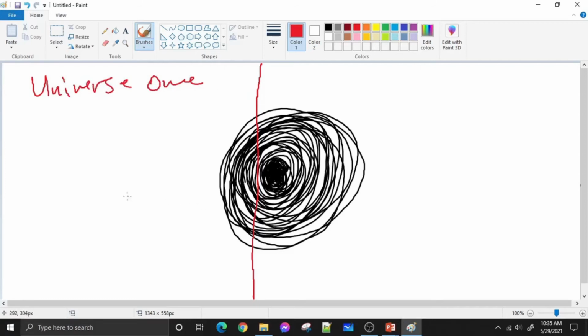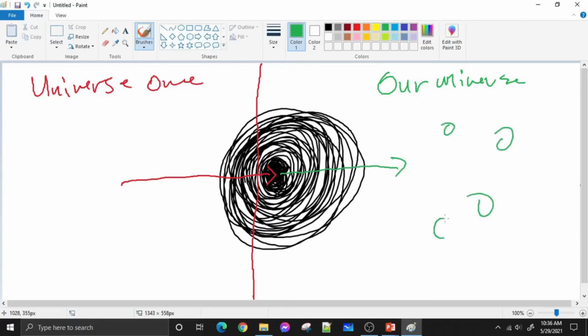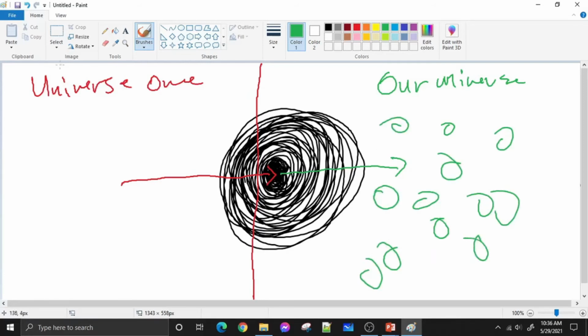And then from that universe comes our universe. So this is our universe. So it passed through that black hole, making our current universe. Our current universe.